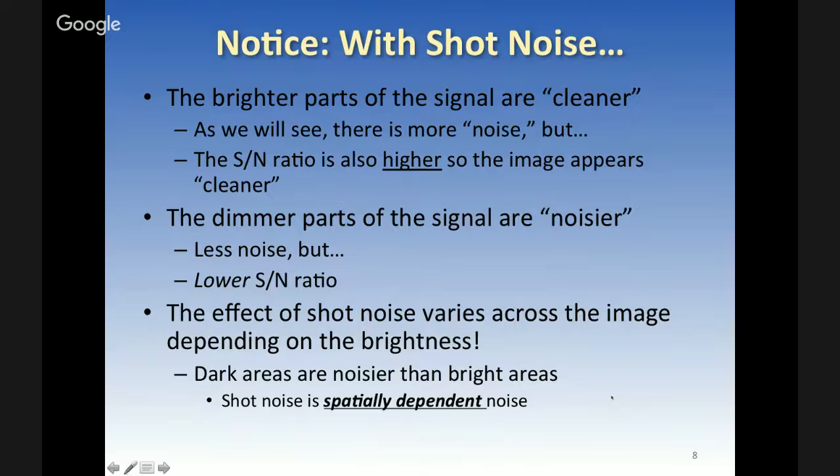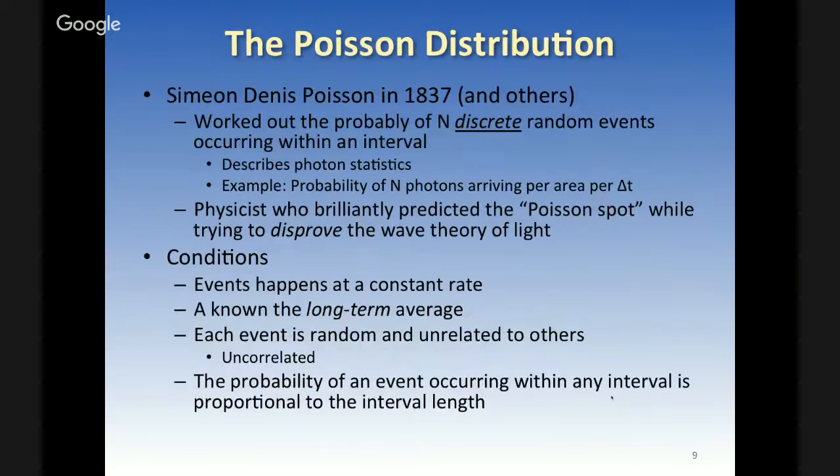So the effect of shot noise is that it varies across the image, and it depends on the brightness of the image. So the darker areas are noisier than the brighter areas. So shot noise is a spatially dependent noise, and I think everybody who's processed an astro image knows that. In the dark areas, it's a lot harder to process out the noise than it is in the bright areas. Well, let's talk a little bit about how the photons arrive.